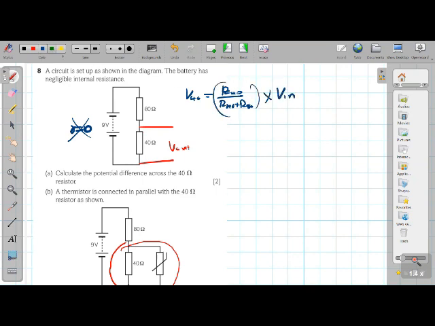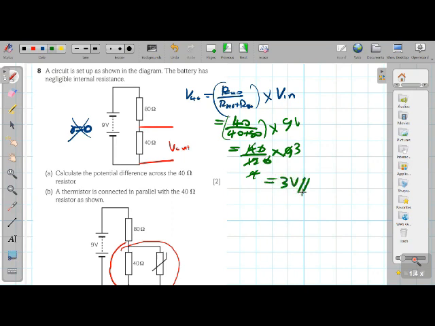V in. So it is R40 over 40 plus 80 times V in, which is 9 volts. So 40 over 120 times 9: the 4 and 12 cancel, 3 remains, so it is 3 volts. Don't worry about my working method, it's like a manual method. So use your calculator. Did you get this answer? 3 volts across the 40 ohm resistor.